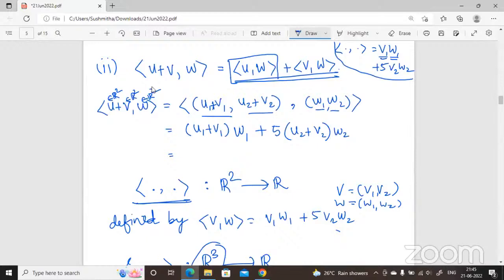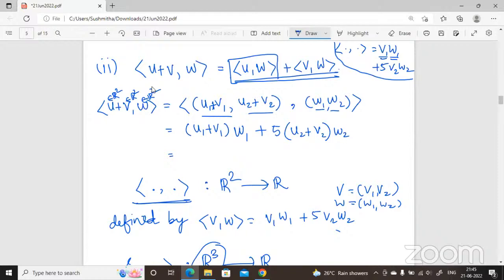So what is U plus V? U1 plus V1, comma U2 plus V2.